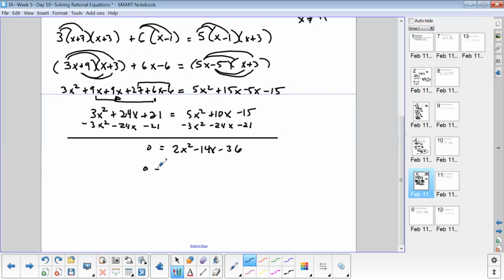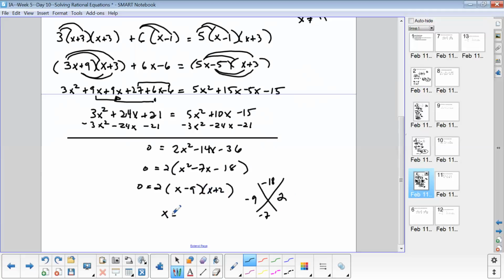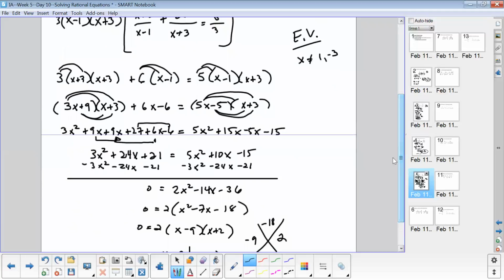And so I can factor a 2. So that'll give me x squared minus 7x minus 18. And I need two factors that multiply to give me negative 18 and add to give me negative 7. It would be negative 9 and positive 2. So x minus 9, x plus 2. So my solutions would be x equals 9 and x equals negative 2. And those two values do not conflict with my excluded values.